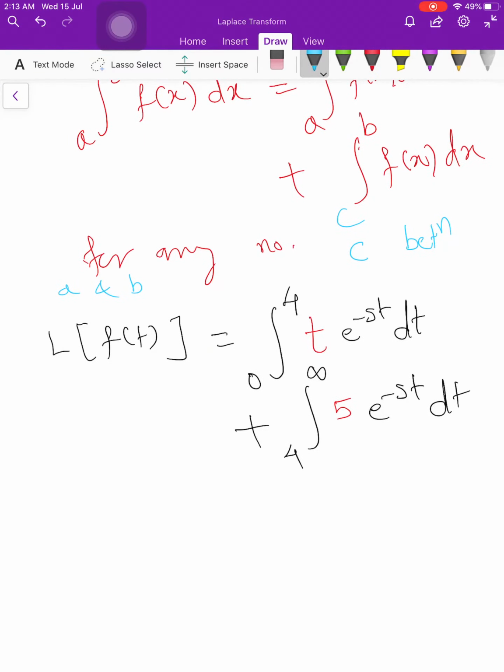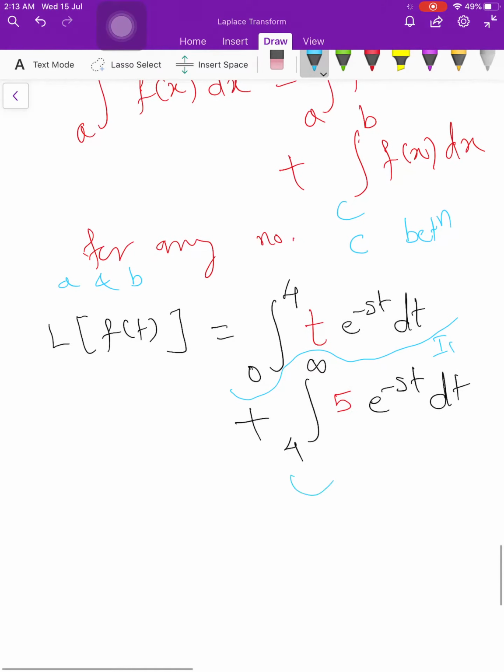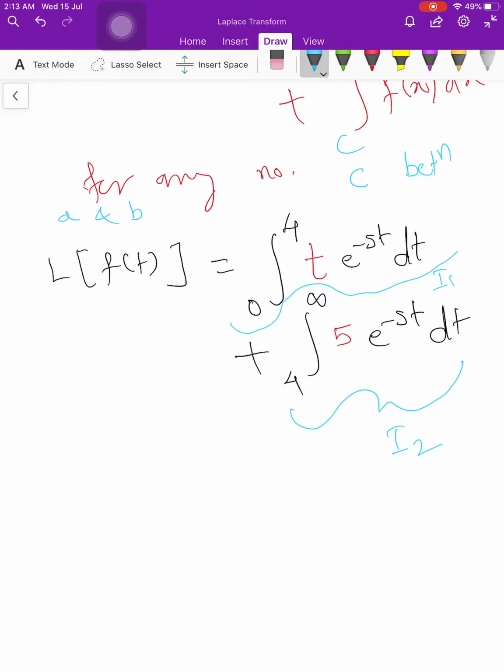So this is what happened, and now you can solve these integrals. You can write the first as integral number 1, I1, and the second as integral number 2, I2. You can solve each integral separately. So let I1 be equal to integration 0 to 4 t e raised to minus st dt. How to solve this integral? Here we have the u into v rule, since there is a product of two functions.